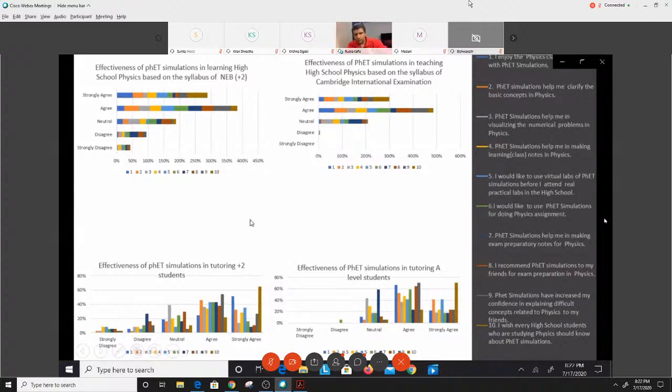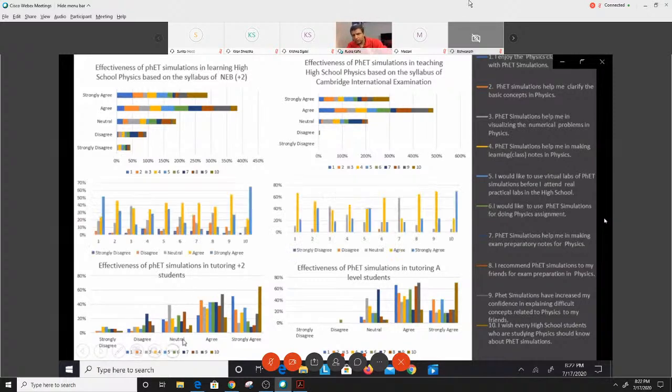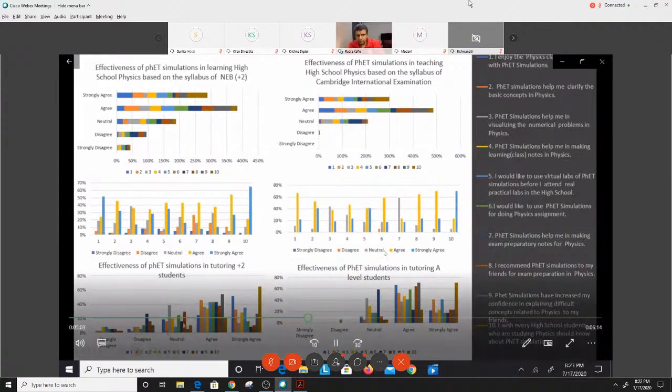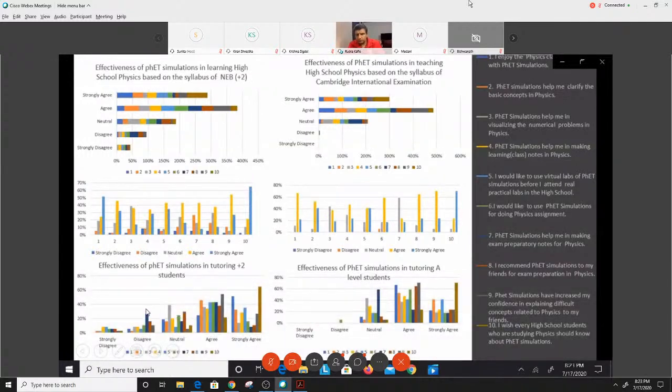But while we come to that conclusion, we have completely neglected the responses related to neutral. And if we see both in plus two and A-level, the neutral response is coming from all the questions. So from all the 10 questions, we find the neutral response is contributing to this neutral category. So in this context, we don't think that we can ignore this category. If somehow the responses that were neutral are converted into disagree and strongly disagree, then that's a real problem.